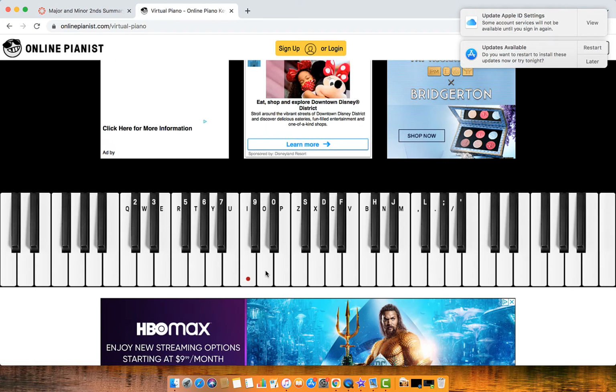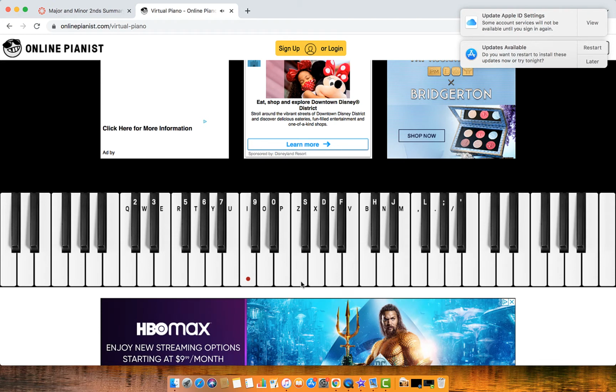That's 3, B, C, D, 1, 2, 3. But B, C sharp is 2. So it's the second. A major second above B is C sharp. A minor second above B is C.